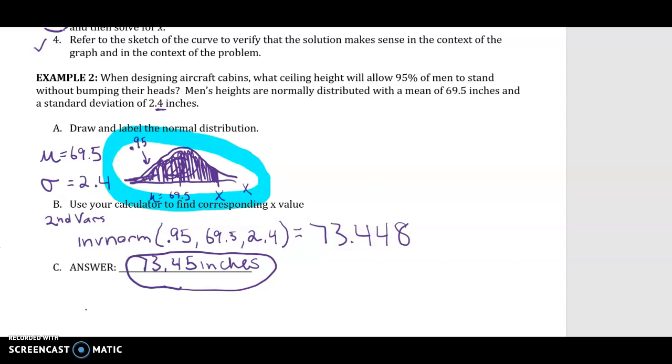And when doing this problem, the work that would be required of you would be to have this diagram listed, and then you should also have the statement you put in your calculator. Inverse norm, open parentheses, 0.95, comma 69.5, comma 2.4, and then the number that you got. Remember, you must show all applicable work in order to earn full credit. So in addition to just your answer here with units, you need to have the circled and highlighted work that's listed.